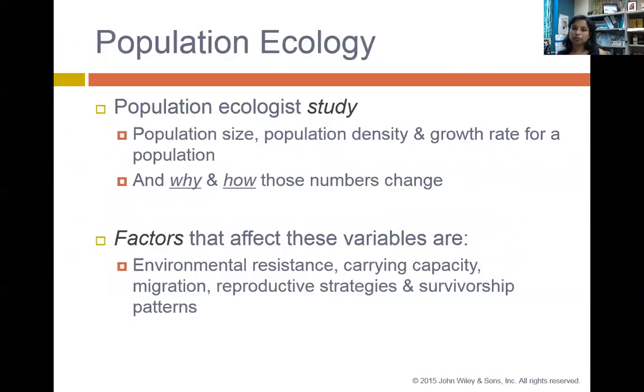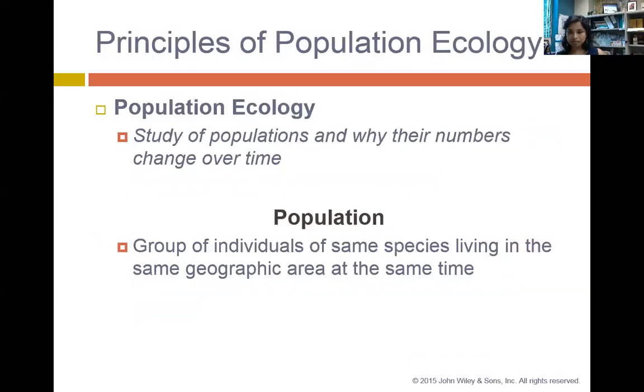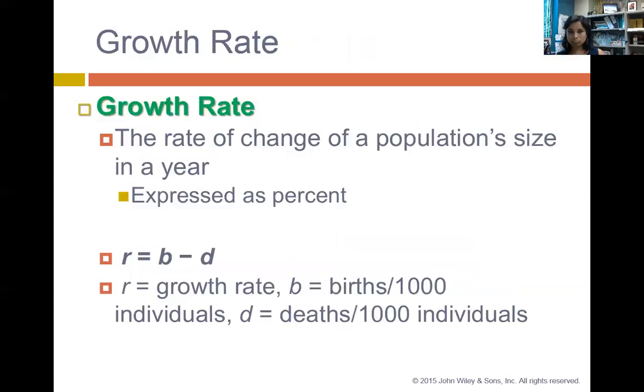And then what do exactly population ecologists study? So they study population size, population density, growth rate of population, and why and how those numbers change over time. And here are a lot of different factors that we're going to go through. You guys are going to be reading one by one the factors that affect how and why those numbers change over time, okay?